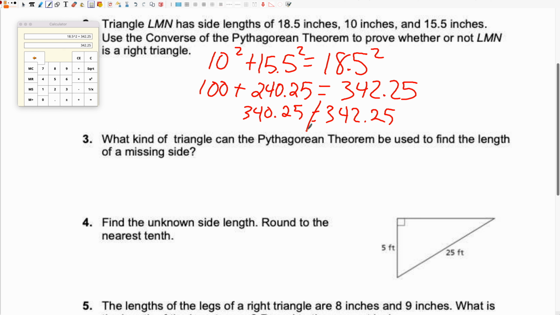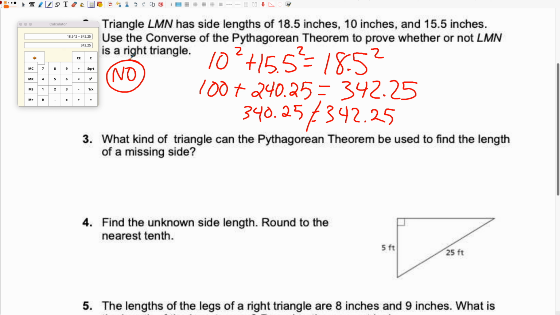No. They do not equal. How close do they need to be for us to be okay with it? Right on it. Close doesn't count. They've got to be exact. And so if they're not exactly the same number, then we say not a right triangle. No, it is not. So we can just say no to that question: it is not a right triangle.